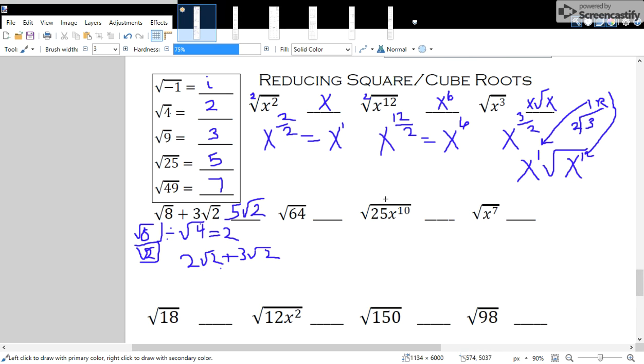Let's look at the square root of 25x to the 10th. So first, we look at the number, the square root of 25. Can we pull out any perfect squares here? Yes, you could take out the square root of 25. There's just one. So the square root of 25 is 5.